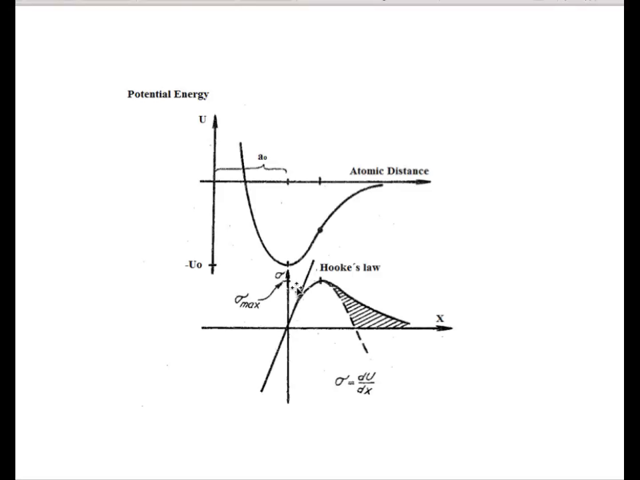The interesting point here is that we can take the second derivative of the potential energy curve at this point and directly obtain the slope of this line. And the slope of the line, as we said before, is the same as the elastic modulus of the material. So there is a direct coupling between the shape of this curve and the elastic properties of the material.